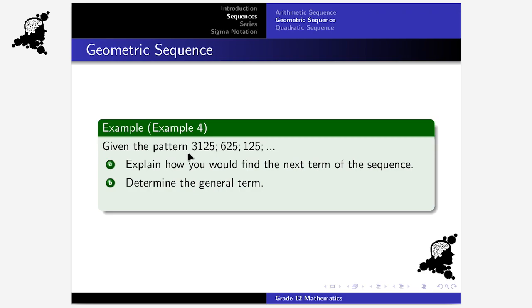Let's go back up to the sequence. So the value of A, our first term, is 3,125. The value of R is 1 over 5. So I'm just going to substitute this. Tn is equal to 3,125, open bracket 1 over 5 to the power n minus 1. And I can leave it there.